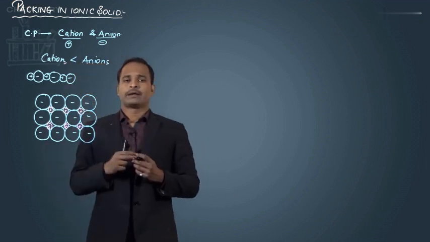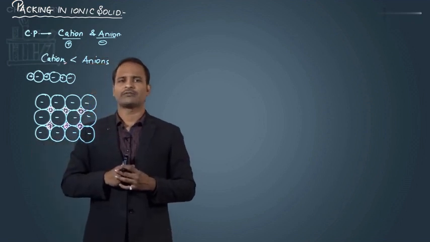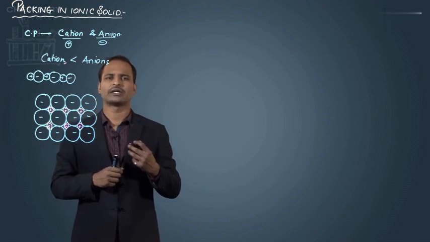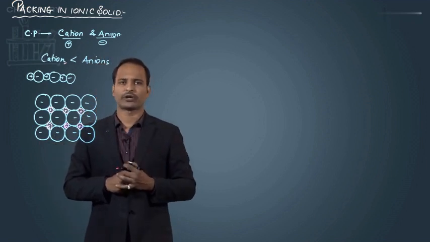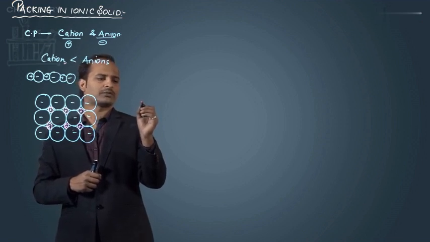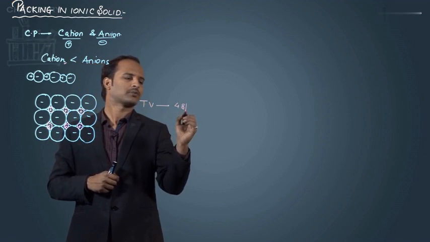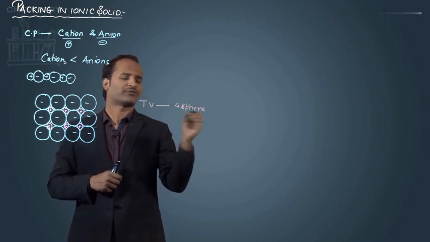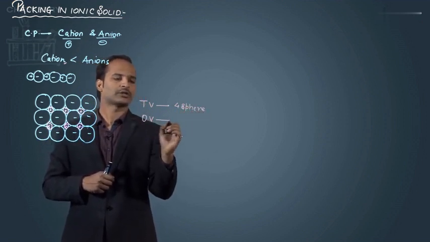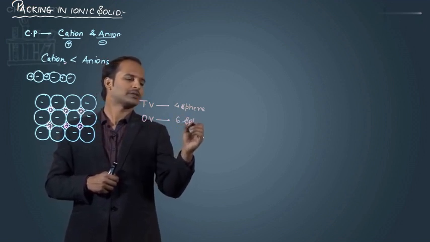Okay. Now, here the cations are occupying a void, and we have already learned about 3-4 different types of void. One of them is called the tetrahedral void, which is surrounded by 4 spheres. Then we have learned about the octahedral void, that is a void which is surrounded by 6 spheres.